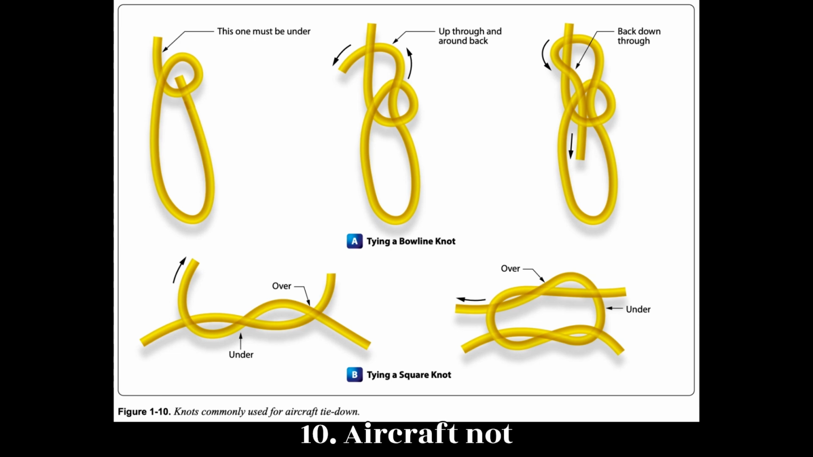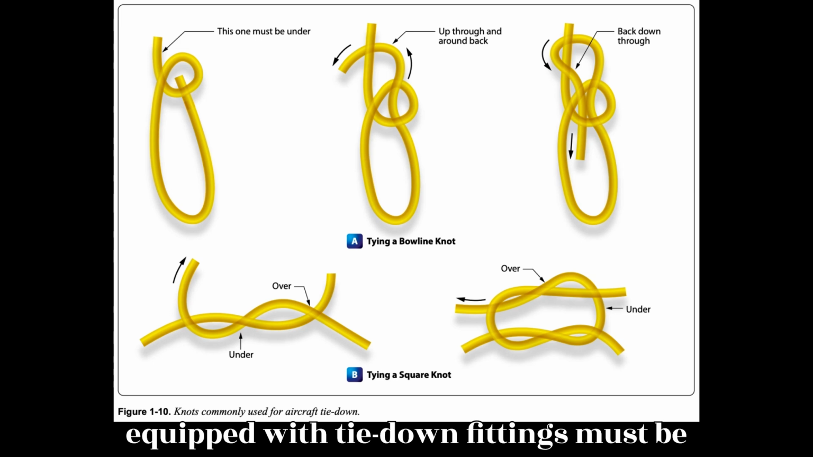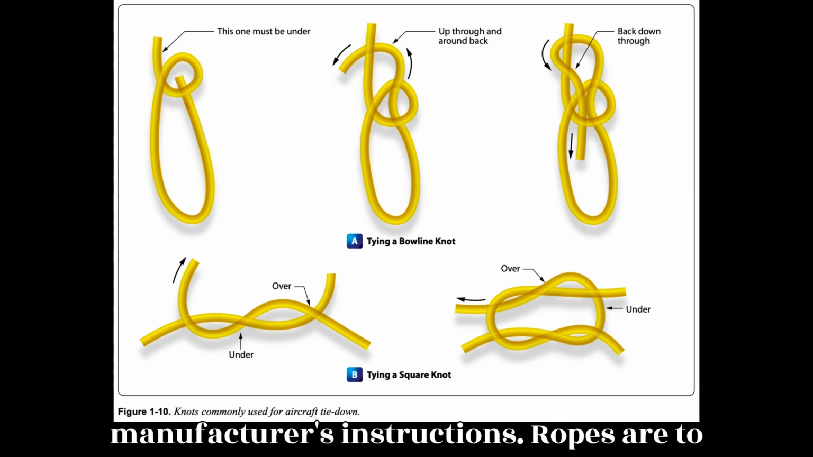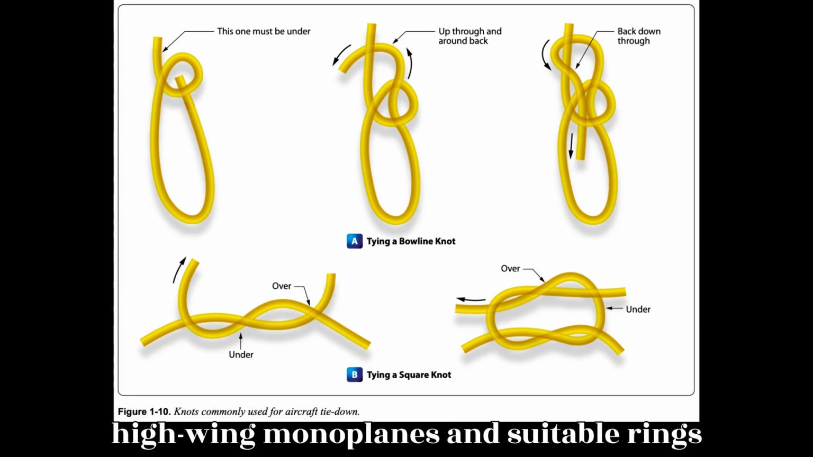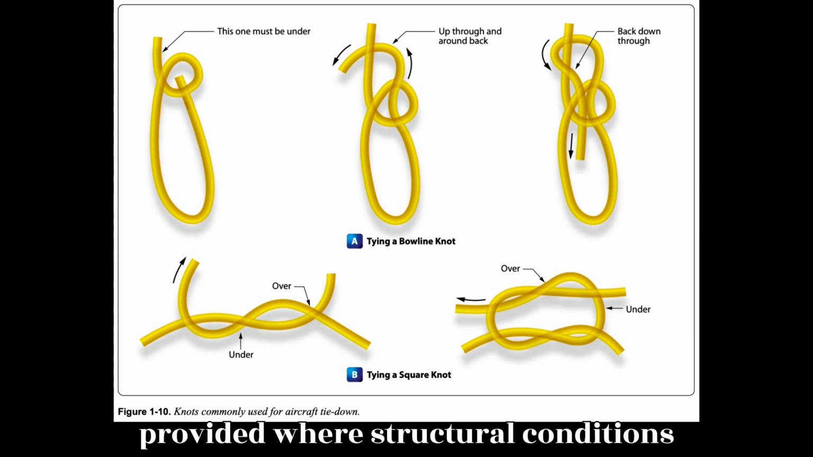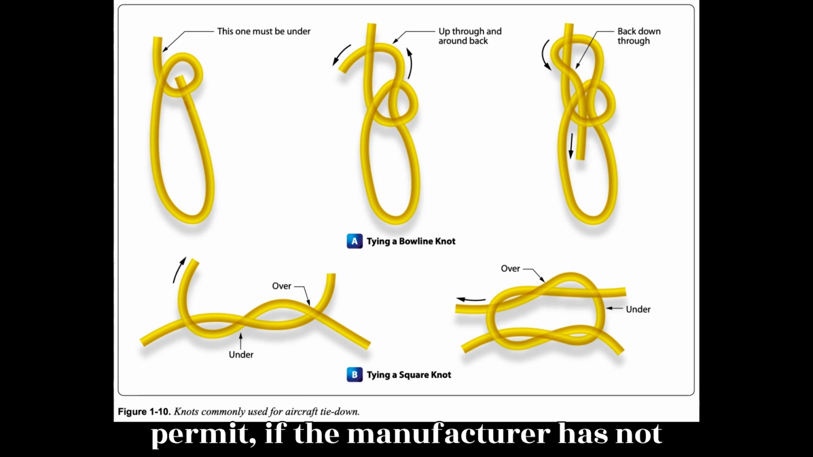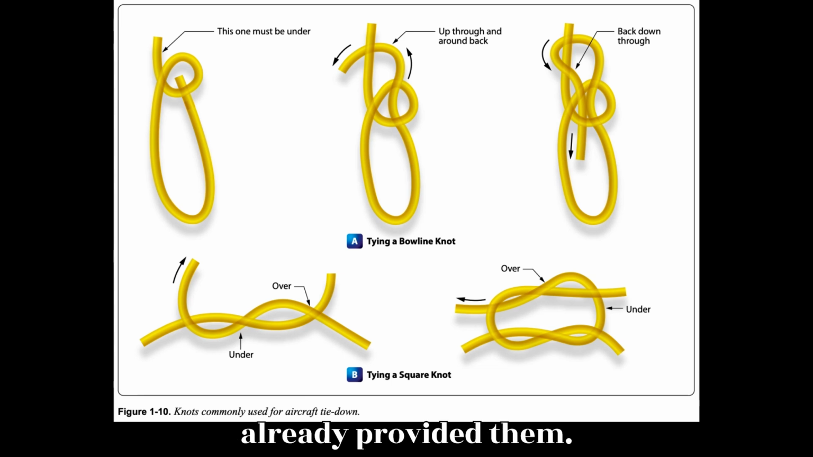Figure 1.10. Aircraft not equipped with tie-down fittings must be secured in accordance with the manufacturer's instructions. Ropes are to be tied to outer ends of struts on high-wing monoplanes and suitable rings provided where structural conditions permit, if the manufacturer has not already provided them.